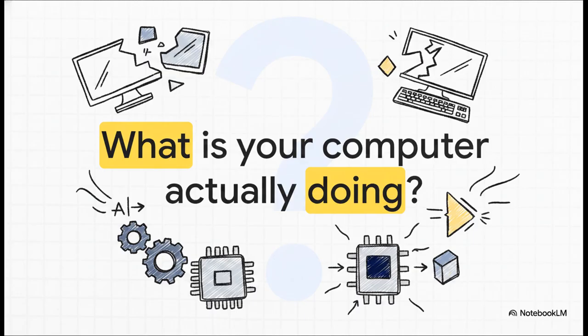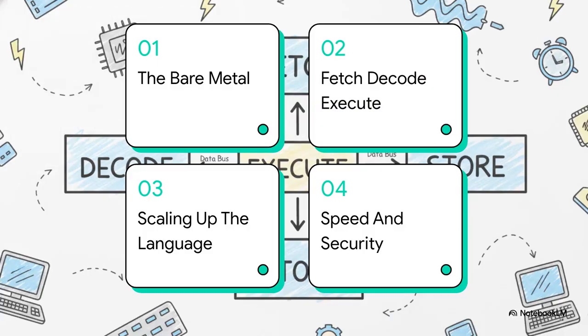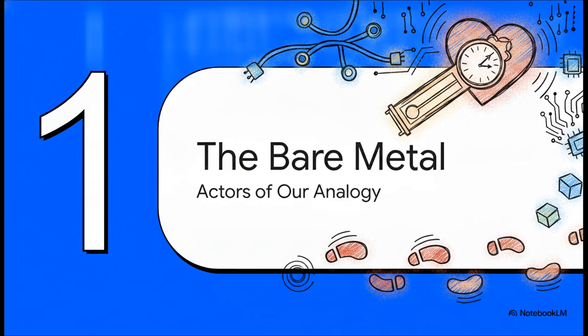Okay, let's dive into this. To really answer that question, we need to temporarily strip away all the sleek hardware and those complex modern user interfaces. We need to look at the absolute bare metal of the machine. In this explainer, we're going to hit four main areas: the bare metal, the fetch-decode-execute cycle, scaling up the language, and finally, speed and modern security. I promise you, by understanding one simple, slightly magical ticking clock, you're going to grasp the very core foundation of computer science.